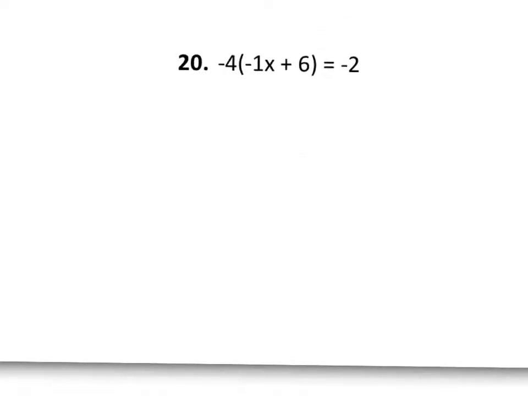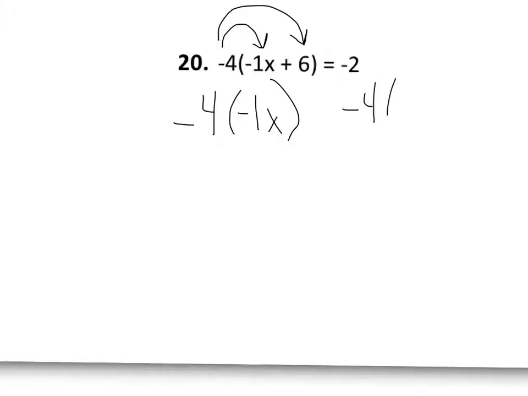So this will be the last problem we'll go over. First, what you need to do is distribute. So we're going to take this negative 4 and multiply it by everything inside the parentheses. So let me show you how that looks. Negative 4 times negative 1x. And we're going to have negative 4 times 6.